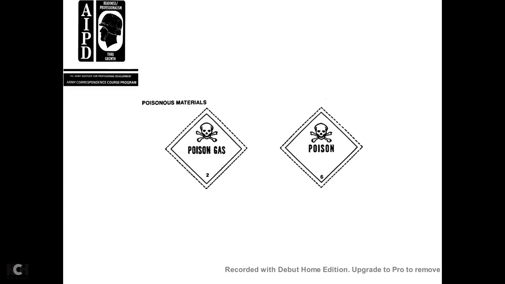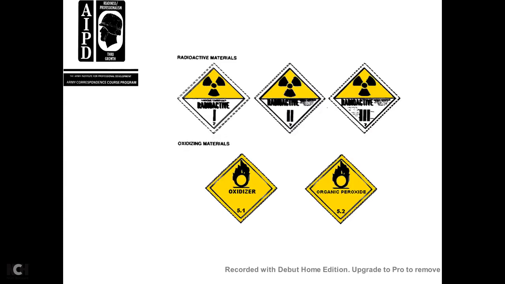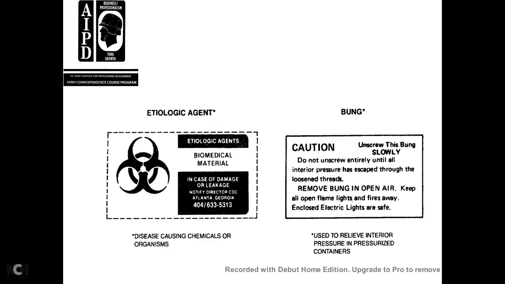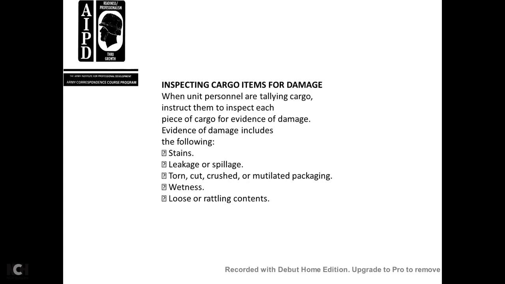Poison and hazardous material. Radioactive material, oxidizing material. Spontaneously combustible. Dangerous when wet. Irritant, poisonous, oxygen, chlorine, flammable gas, non-flammable gas, corrosive, empty, explosive A, B, and C, flammable liquid, flammable solid, etiological agent, disease-causing chemicals or organic organisms, bung, used to relieve interior pressure in moisturized containers.